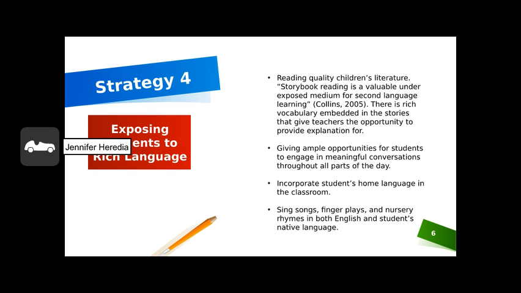Strategy 4, Exposing students to rich language. You can do this by reading quality children's literature. According to Collins, 2005, storybook reading is a valuable underexposed medium for second language learning. There is rich vocabulary embedded in the stories that give teachers the opportunity to provide explanation for.